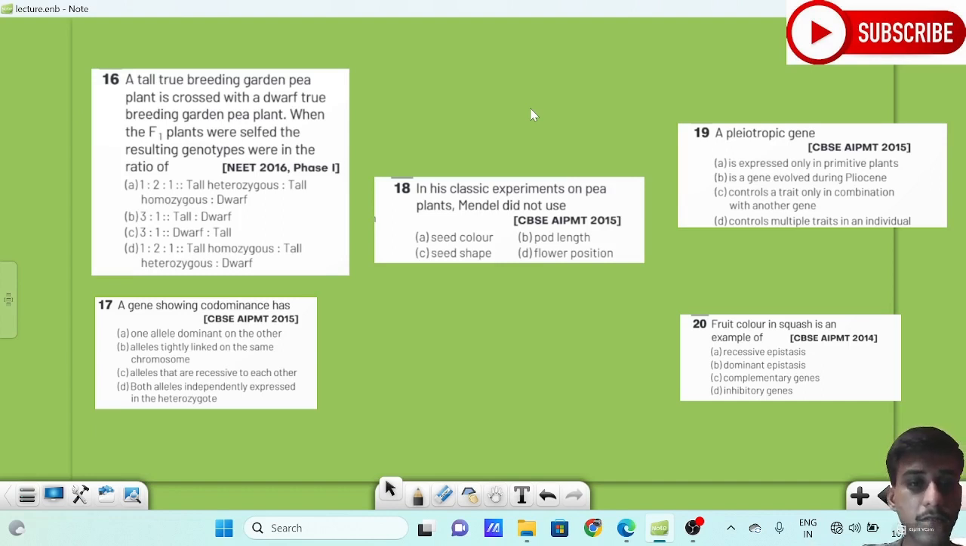Next, 16th question. A gene showing codominance has. Please read the options.